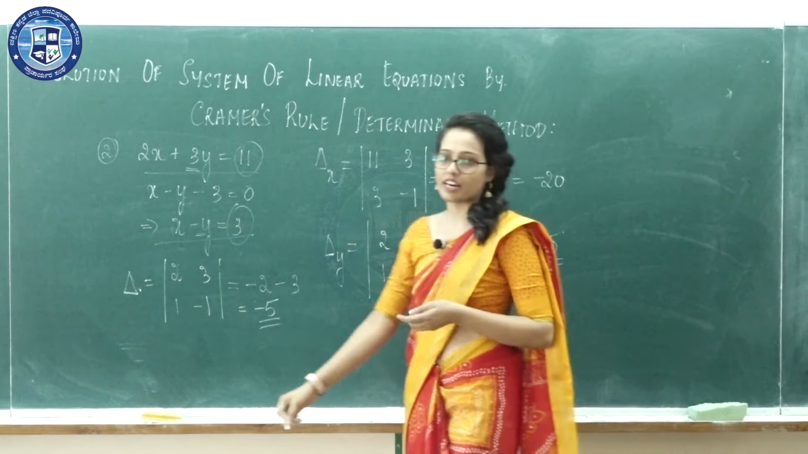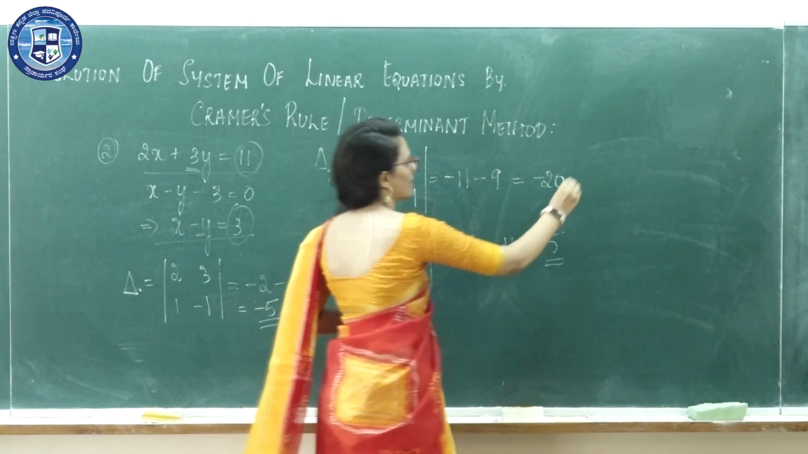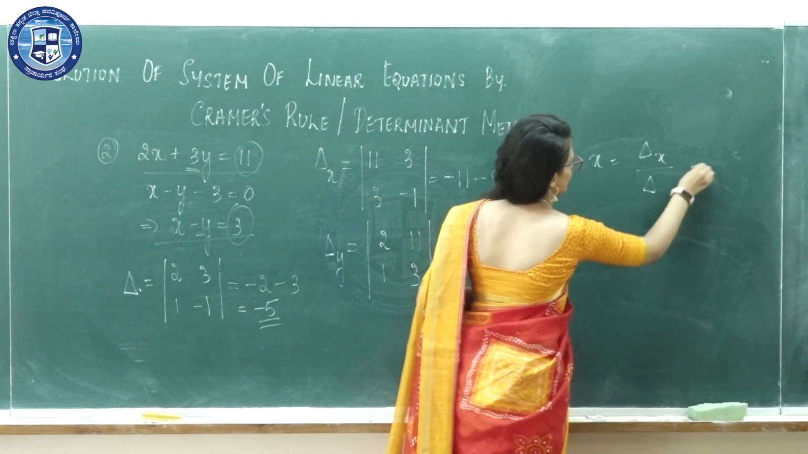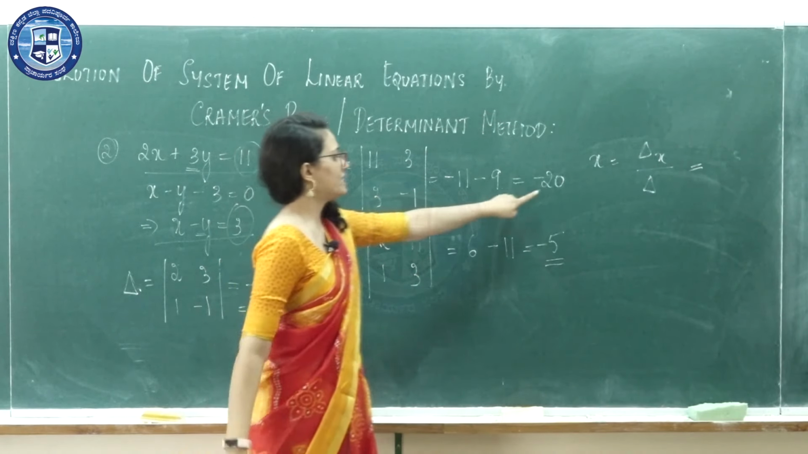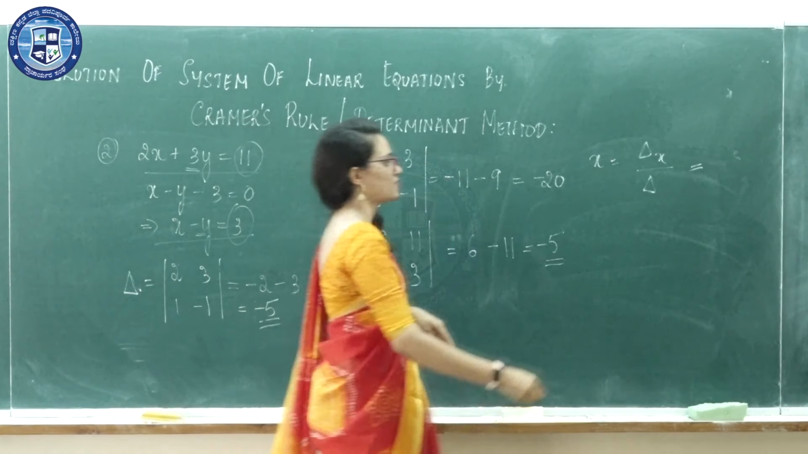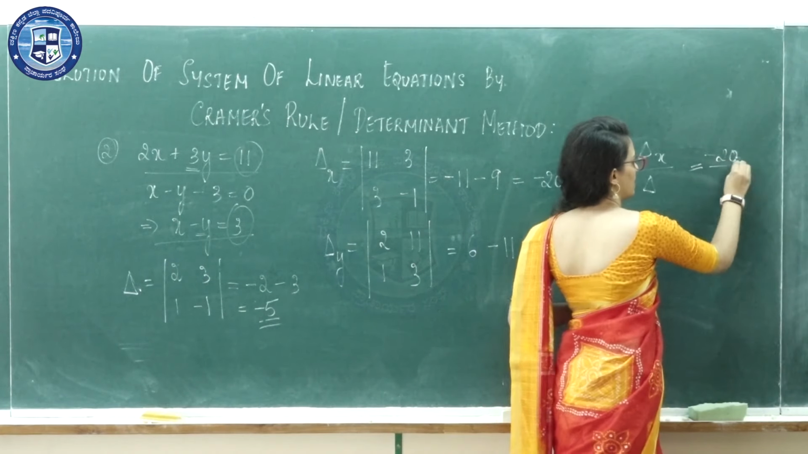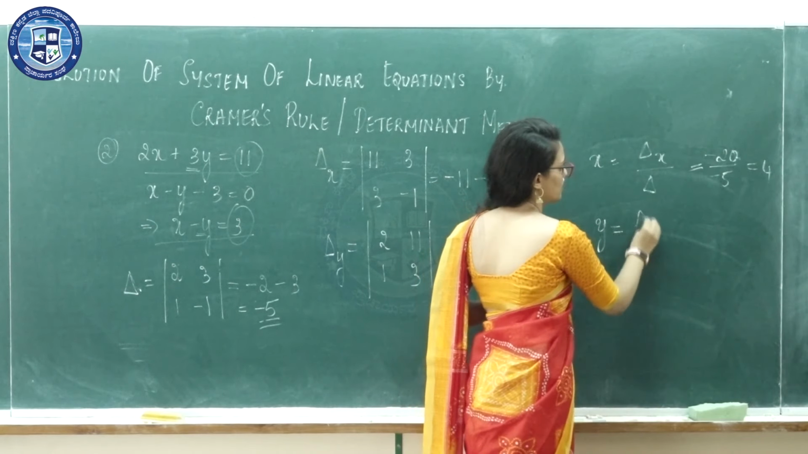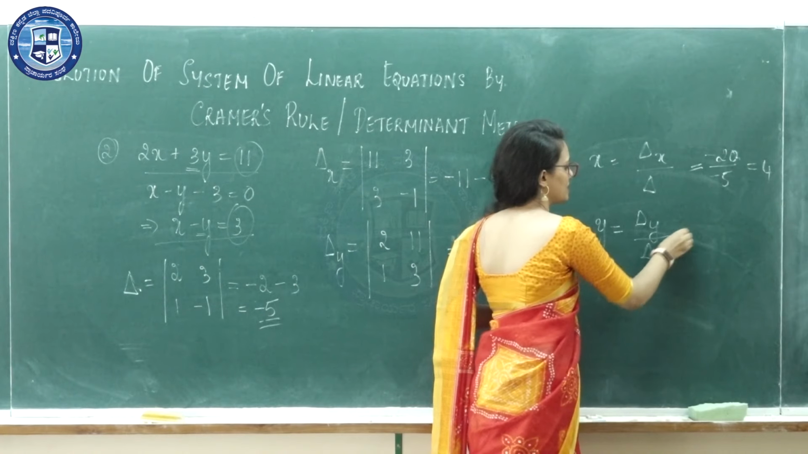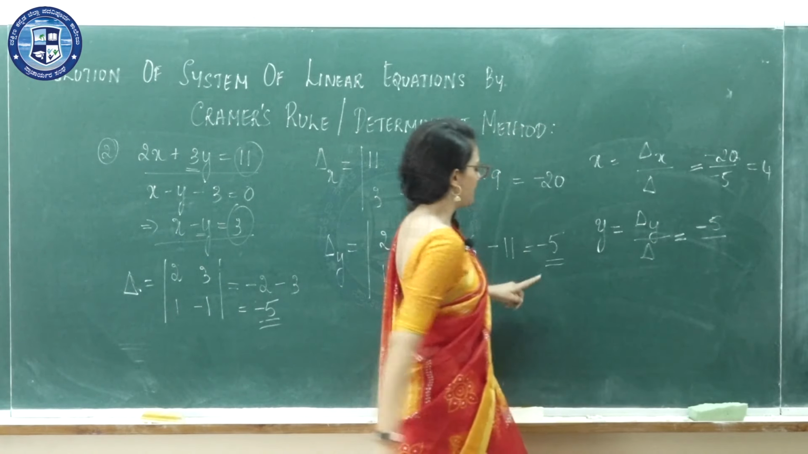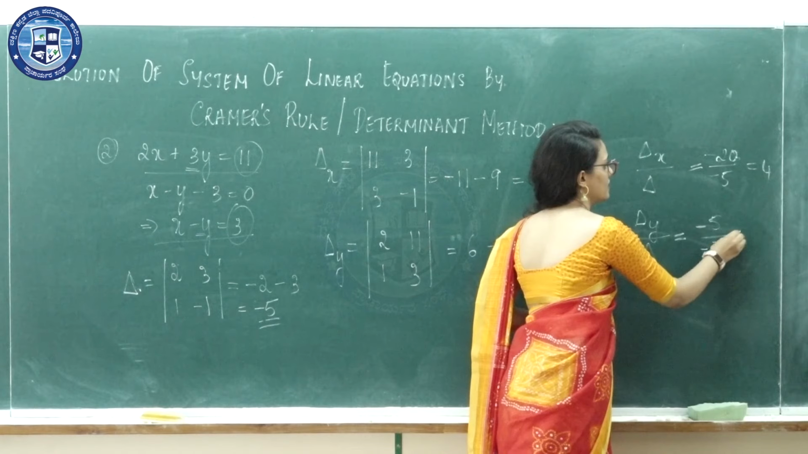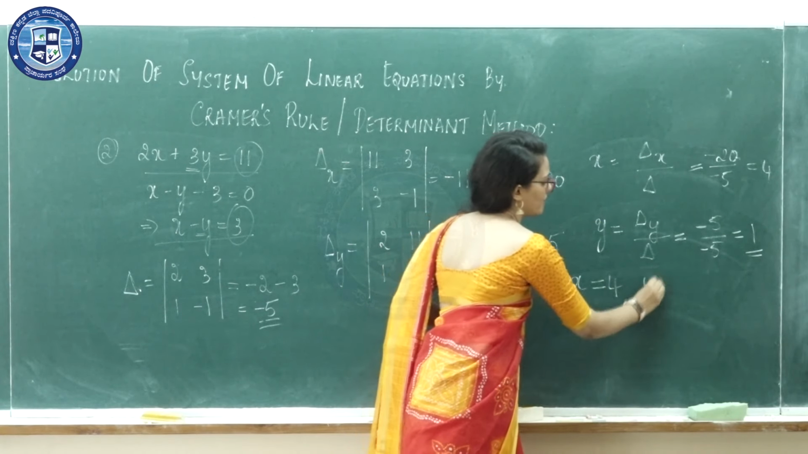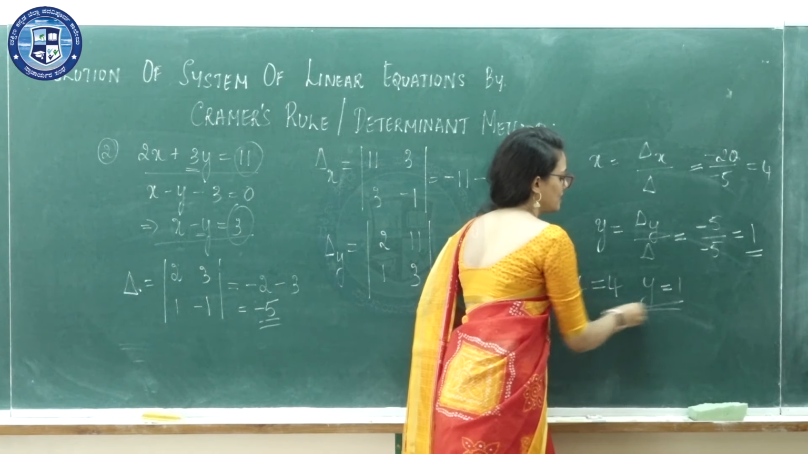So, now to find the value of x, I will divide delta x divided by delta. So, we get minus 20 divided by minus 5 is equal to 4, and y is equal to delta y divided by delta, that is minus 5 divided by minus 5 is equal to 1. So, we got x is equal to 4 and y is equal to 1 as the answer.